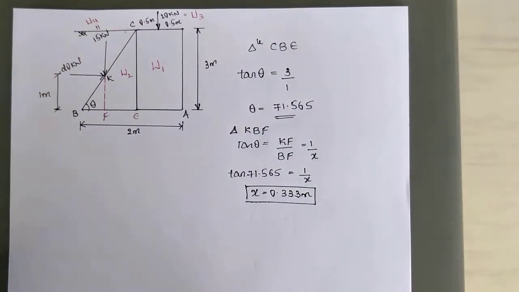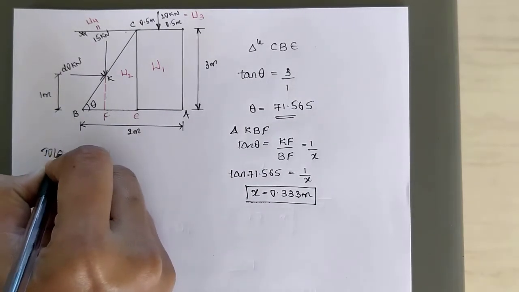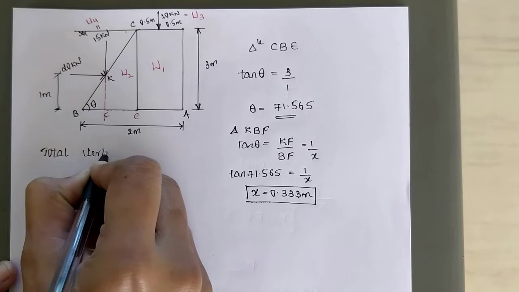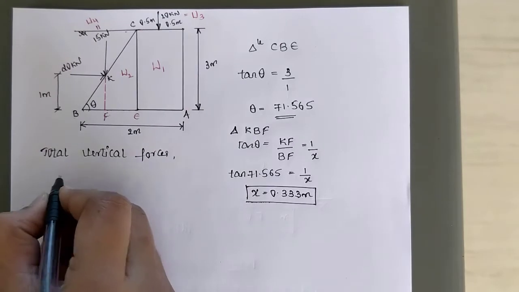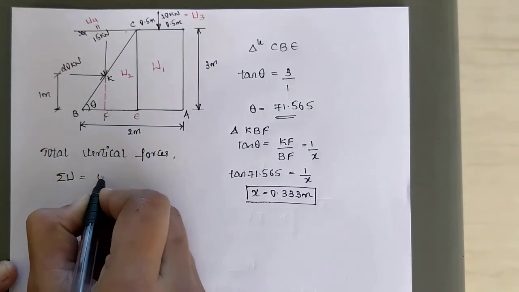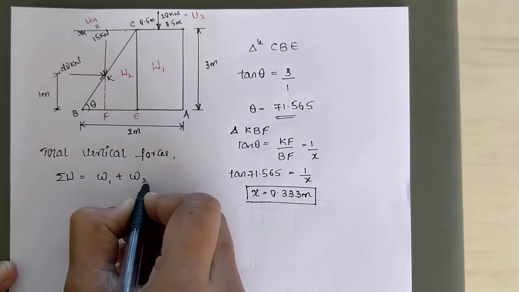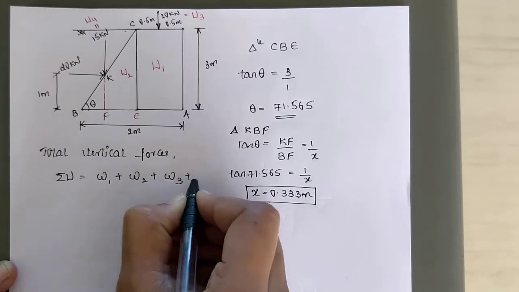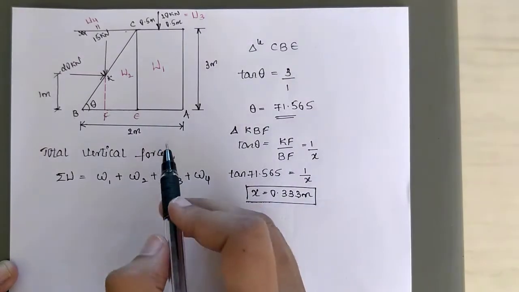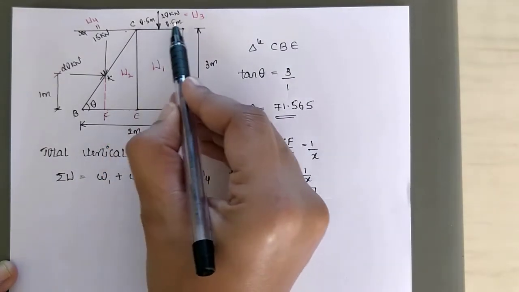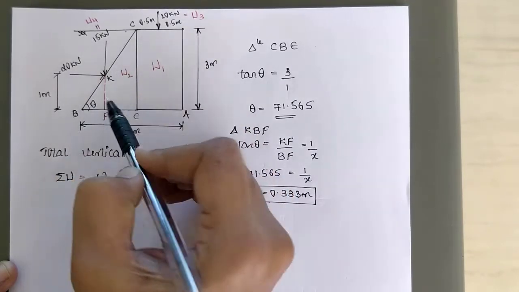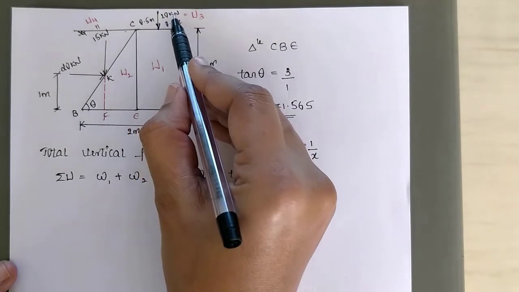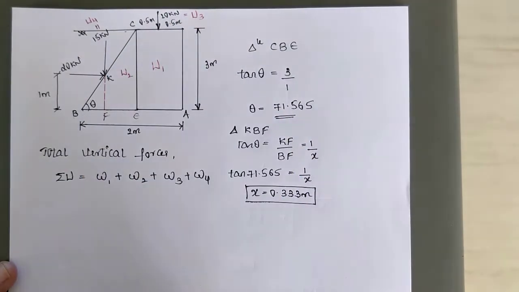Once you calculate the X value, you need to calculate total vertical forces. It is given by summation W equals W1 plus W2 plus W3 plus W4. Observe this figure. W1 is what? That is the self weight of this rectangular portion. W2 is the self weight of this triangular portion. W3 is the given 20 kilonewton and W4 is the given 15 kilonewton force.